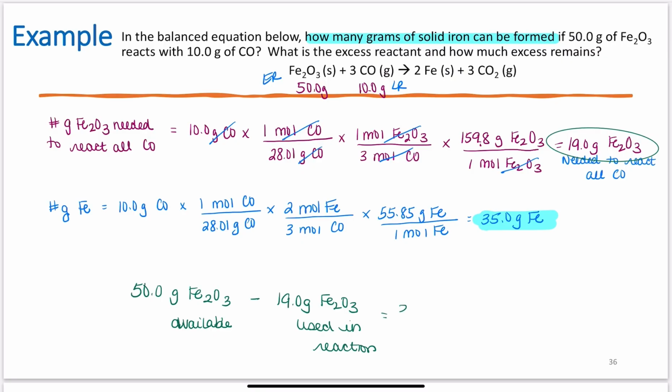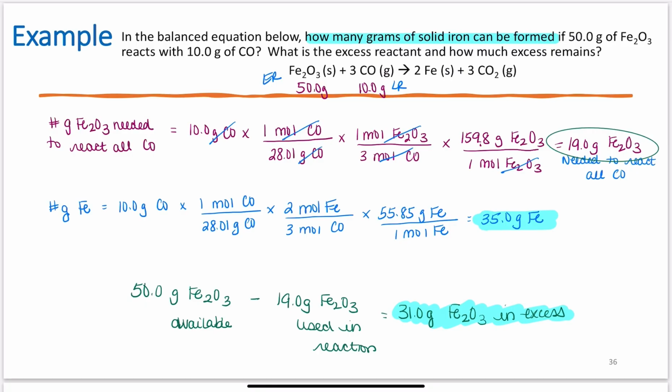So the math is easier than I thought. We're going to have 31 grams of Fe2O3 left over. Now, again, I said that we kind of lucked into that just based on the way I solved the question. It is true. If I had solved it the other way and said, how much CO is needed to react all the Fe2O3, I wouldn't know how much Fe2O3 was needed to react all the CO. I would have to redo that calculation.